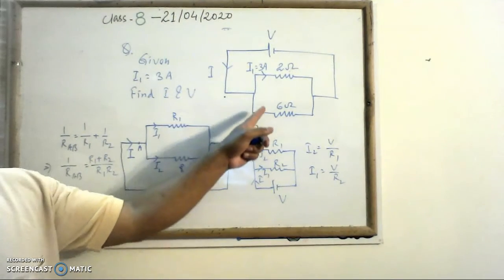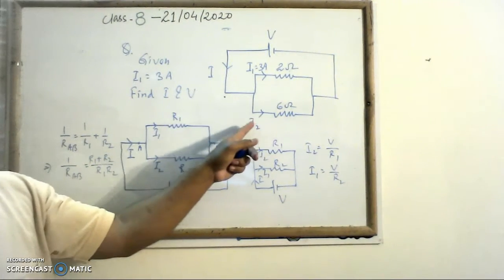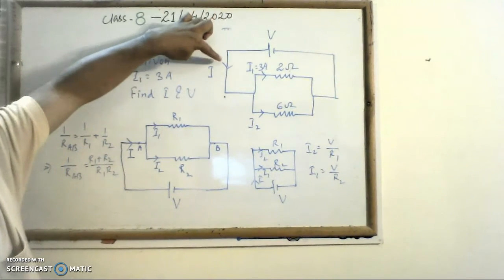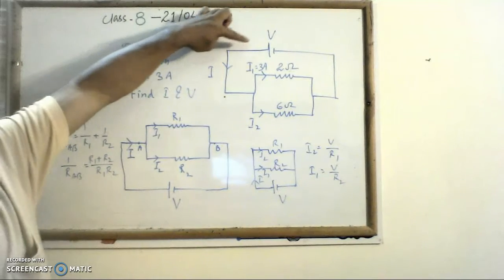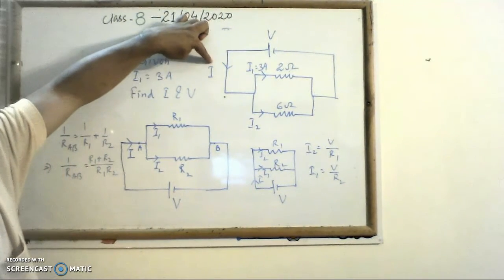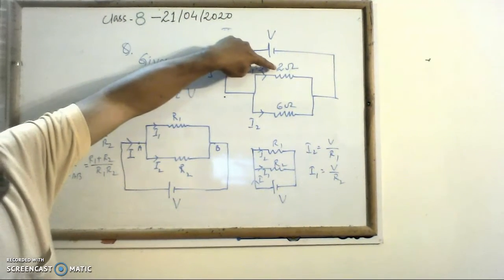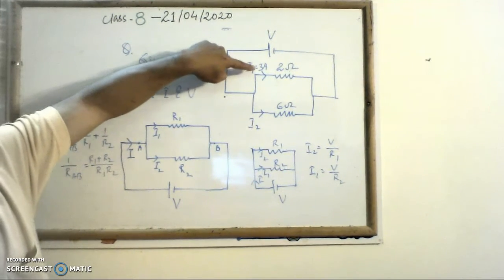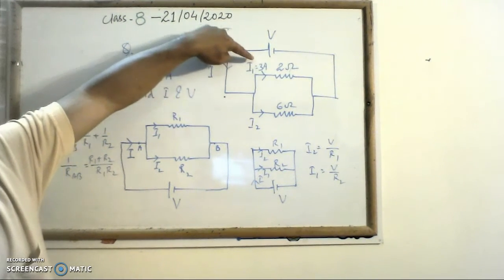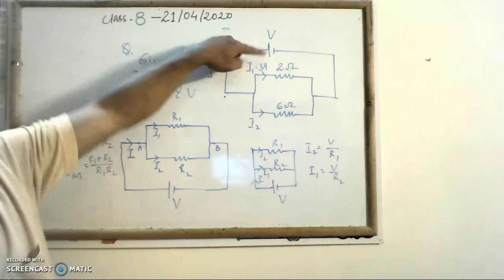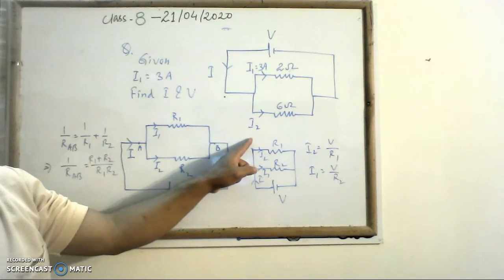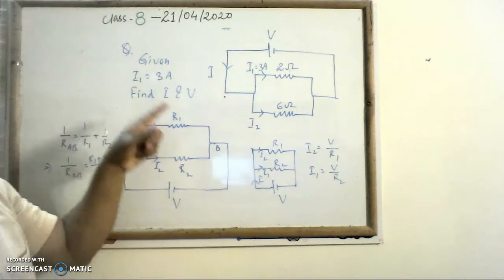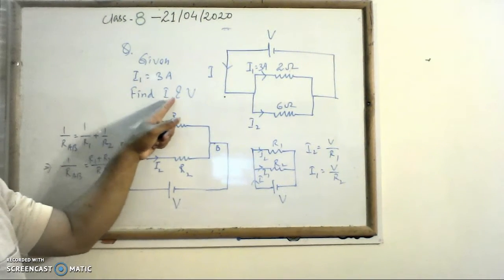Now this is a simple problem. According to this problem, V is unknown and I is unknown. 2 ohm is given, 6 ohm is given, and one of the currents, I1, which is passing through the 2 ohm resistor, is given as 3 ampere, right? But I2 is not given to you. You are asked to find out I and V.